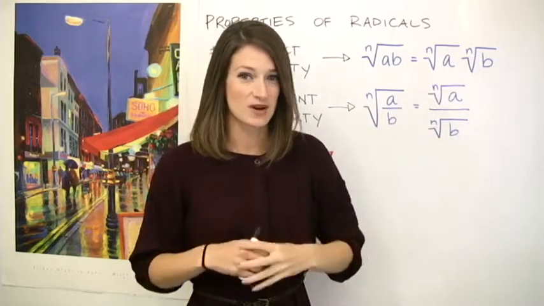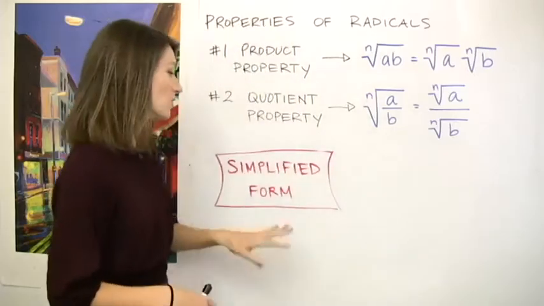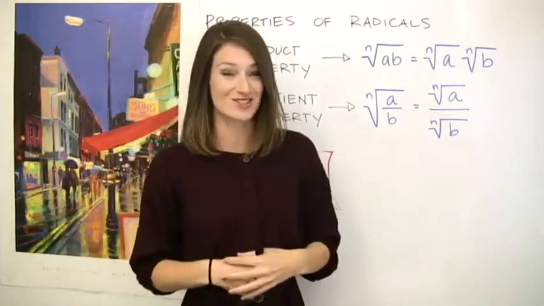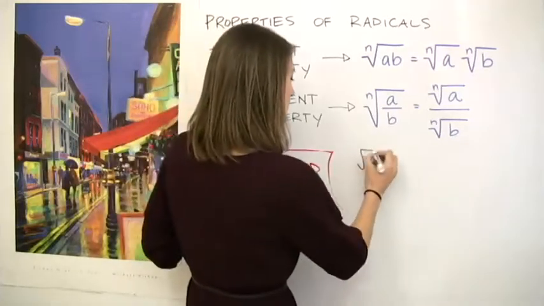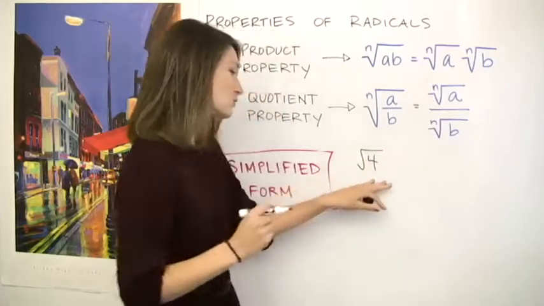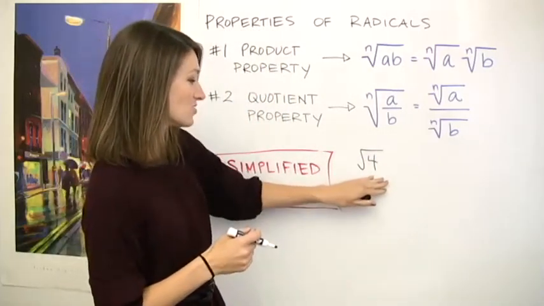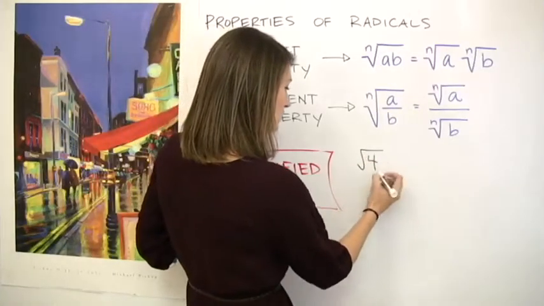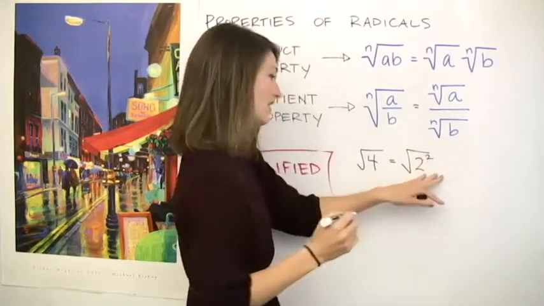Now the last thing that I want to talk about is how to get a radical in simplified form. So for instance, you're working through a problem and you come up with an answer, and it's the square root of 4. Is this radical in simplified form? It isn't, because the factors of the radicand, which is 4 here, give us 2 squared under our radical sign.